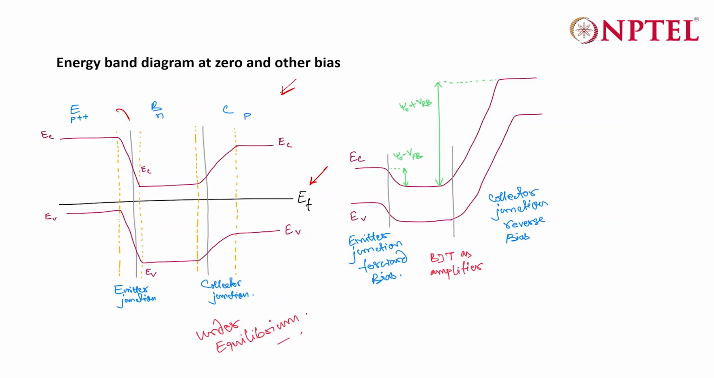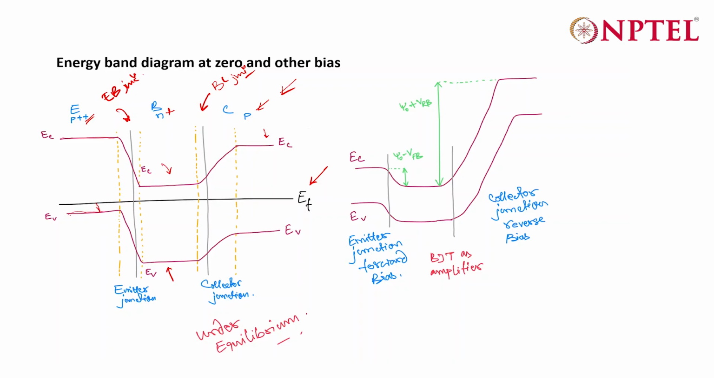Now you have two different junctions. One is the emitter base junction, or you can call it the emitter junction, and then you have the base collector junction, or you can call it the collector junction. And we also know that the doping level in the emitter is the highest, which is shown as P++. Then you have the base region where it is N+, and then the lowest doping is in the collector, which is shown as P.